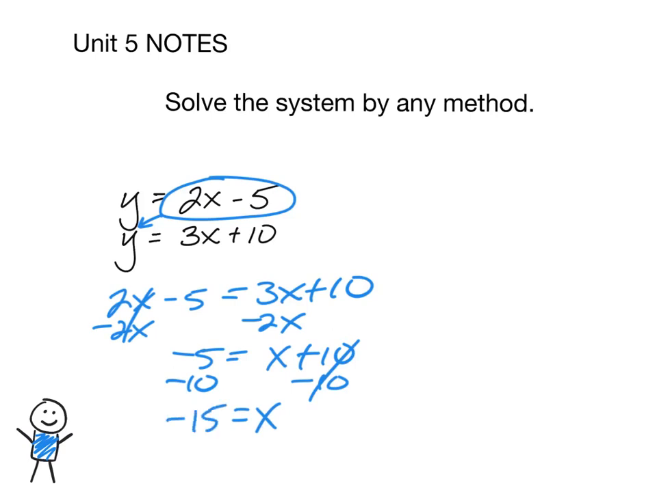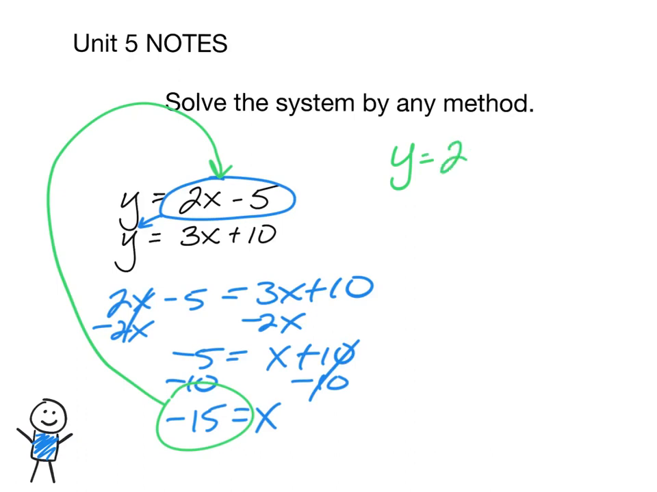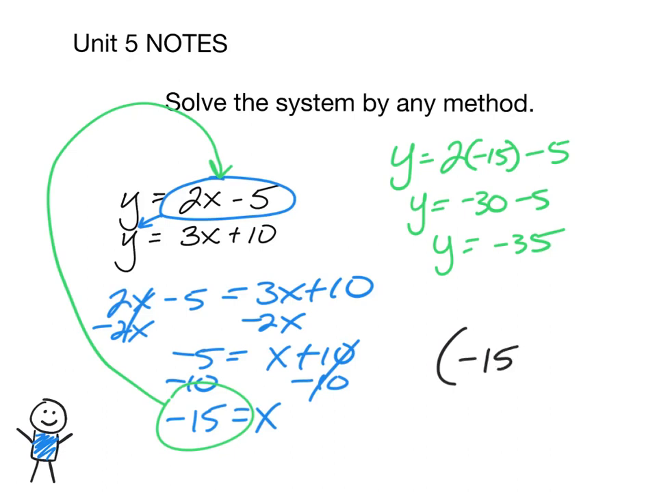Don't forget to take that x value and plug it in for x into one of your other equations. y is equal to 2 times x minus 5. In this case, my x value is negative 15. y equals negative 30 minus 5, giving me a y value of negative 35. And my solution would be written as negative 15 for the x value, negative 35 for the y value.